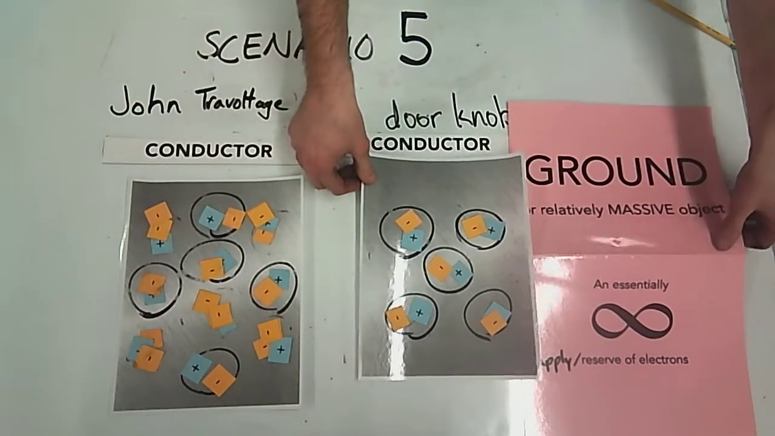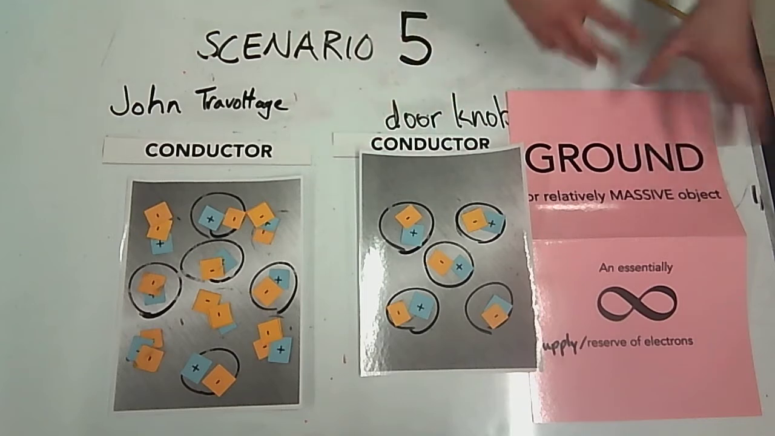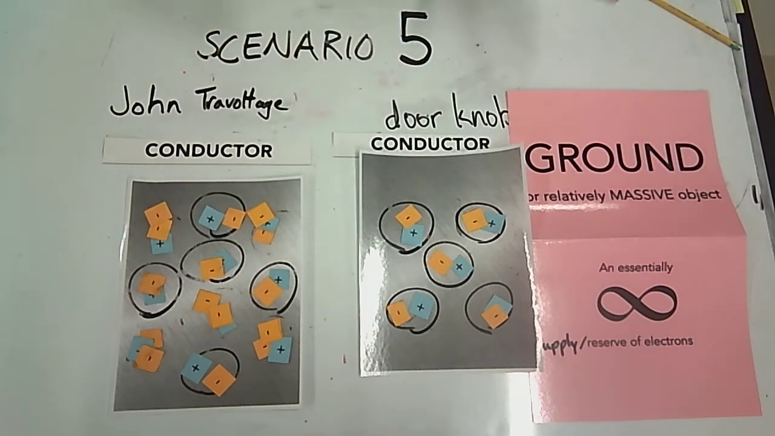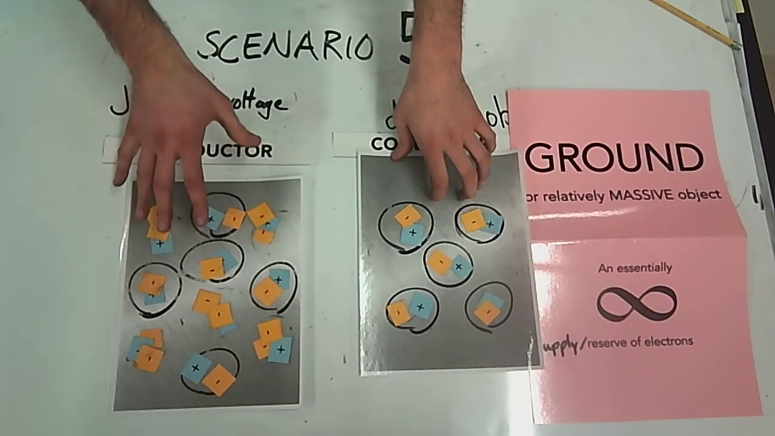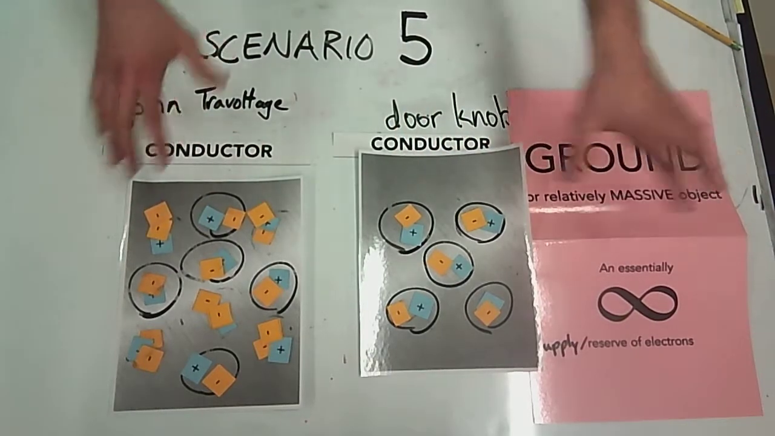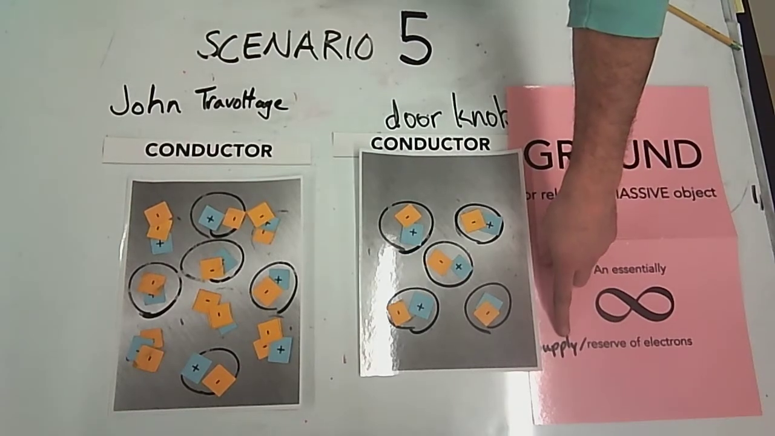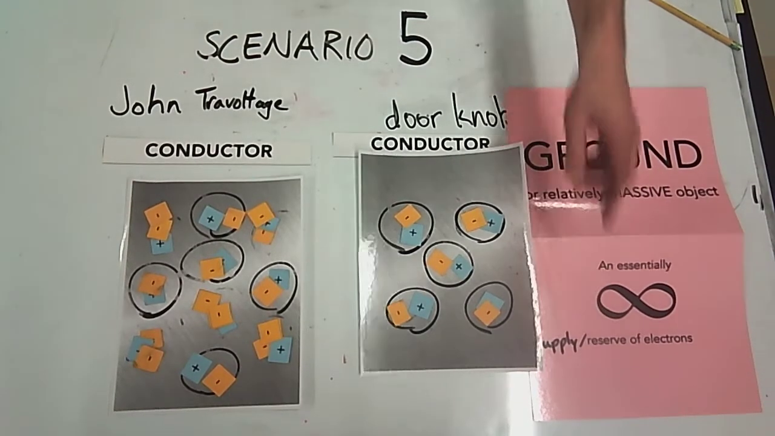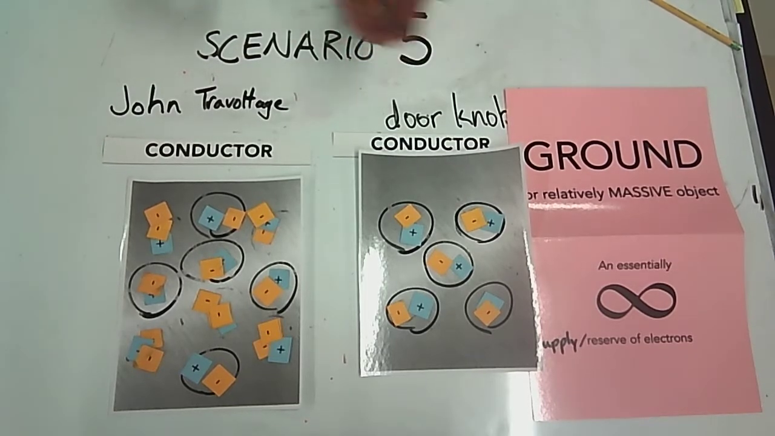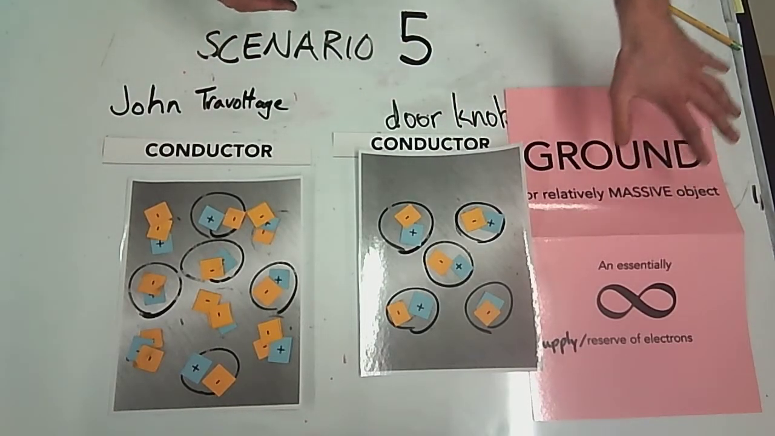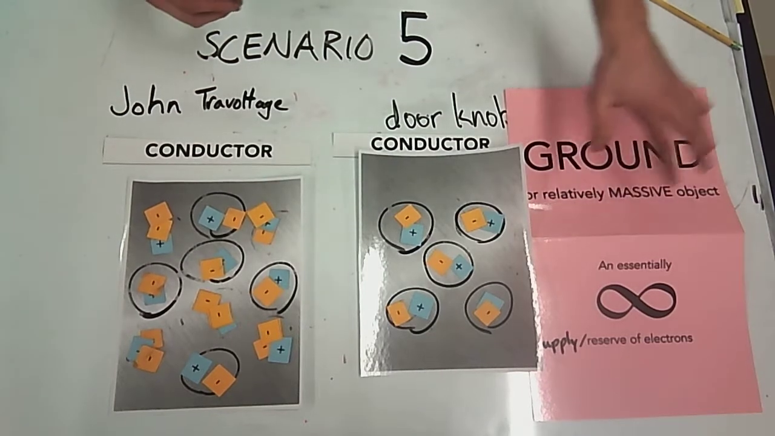Now the doorknob is also connected to the door and the ground, which we could treat as just a relatively massive object compared to the doorknob and even to John Travoltage. So because it's so big compared to these two, we could treat it as an almost infinite supply or reserve of electrons. Kind of this idea that if I were to take a Dixie cup of water out of a lake, it really wouldn't change the amount of water in the lake. Or if I were to add a Dixie cup amount of water to a lake, it really wouldn't change the amount of water in the lake.